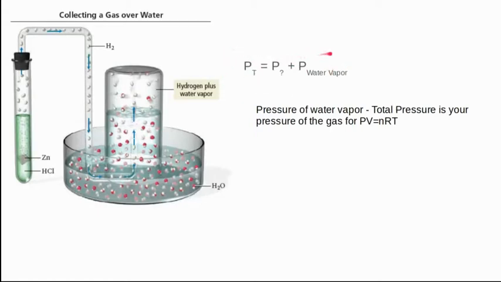So using your partial pressure equation, you can find how much pressure your hydrogen gas alone is exerting, and then just plug that into PV and RT, because they'll give you all the other values you need, and you can find whatever you're trying to find, whether that's moles or volume.